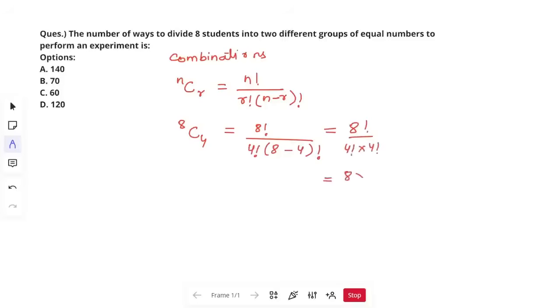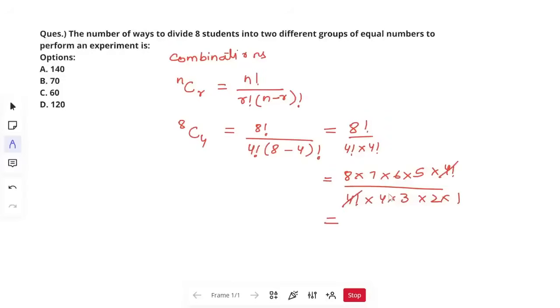This can be written as 8, 7, 6, 5, and into 4 factorial. And this will be 4 factorial into 4, 3, 2, 1. This will get cancelled out, and then further cancelling we can do.